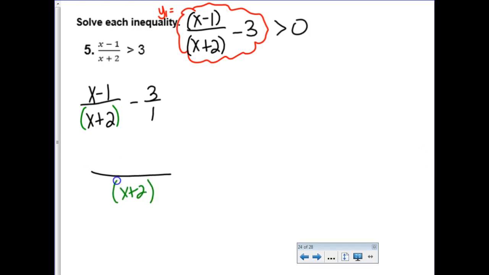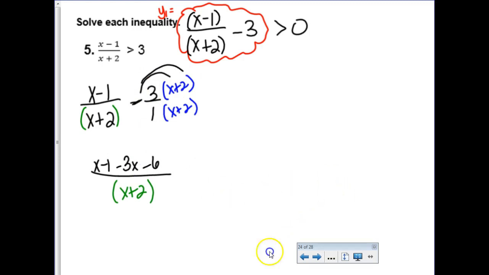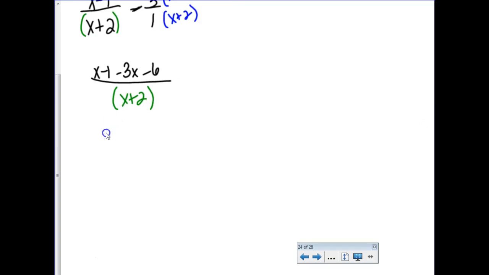The good news is the first fraction already has that. You do have to multiply the second fraction by an x plus 2 over x plus 2. So we're getting common denominators. We have, let's see, x minus 1 over here. And then be careful, you have a subtracting 3 that you're distributing into here. So you have a negative 3x and then a minus 6. So we have, oh boy, that's ugly, negative 2x minus 7 over the common x plus 2, and then I lost part of my inequality. Was this one greater than 0?